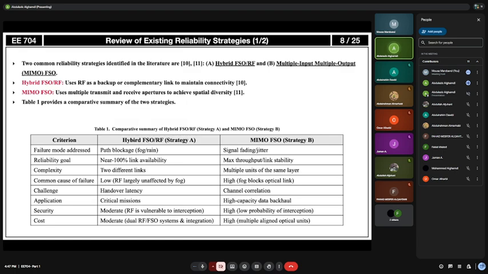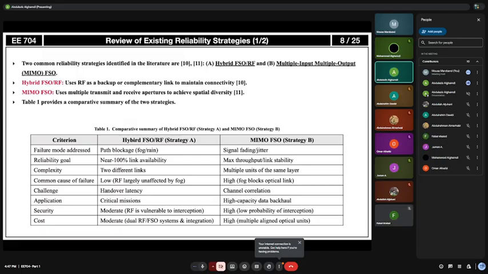Table 1 provides a comparative summary of the two strategies. As you can see here in Table 1, in terms of the failure mode, strategy A focuses on path blockage, on fog and, let's say, on the weather conditions. In the MIMO FSO, we focus on the jitter and signal fading. The reliability goal in strategy A is near 100% link availability, while in the MIMO FSO, the goal is to maximize the throughput and the link stability.